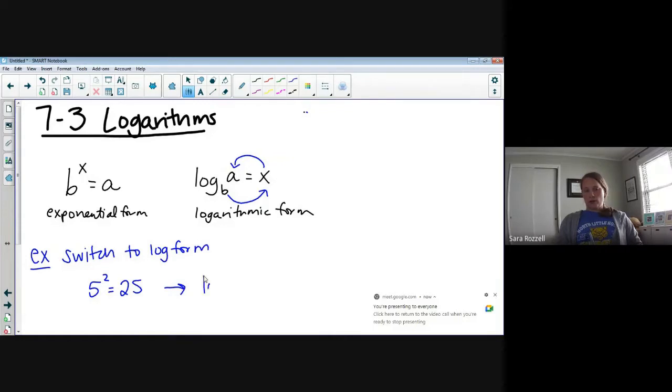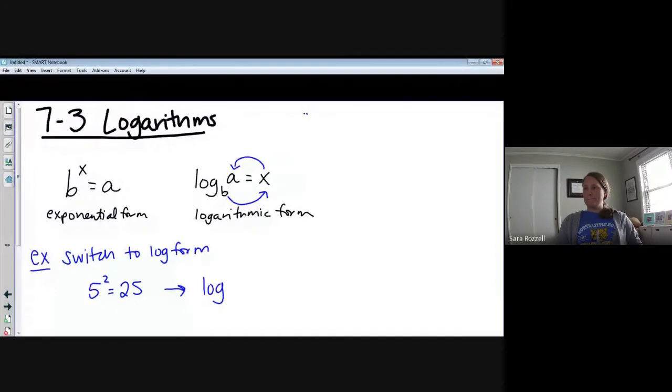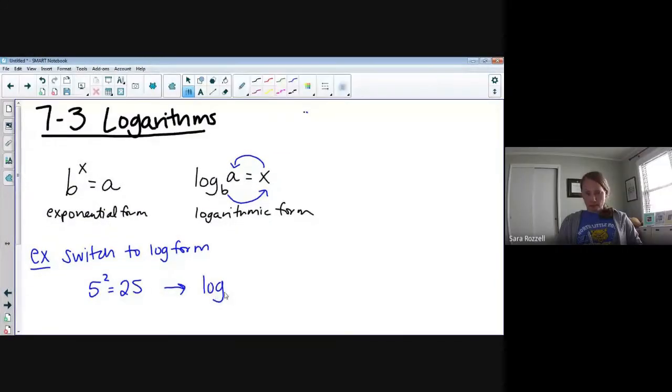So I'm going to write the word log. What is my base? What number is the base from this? It would be 5. It's the 5, yep. So log, I'm going to put the base 5. The 5 is going to be a subscript. Okay? And then what number is going to go next to the log base 5?